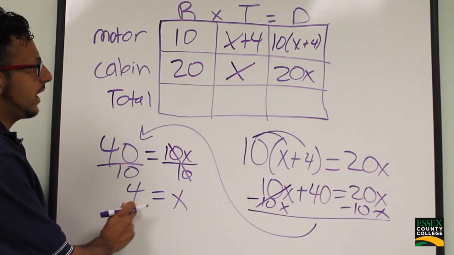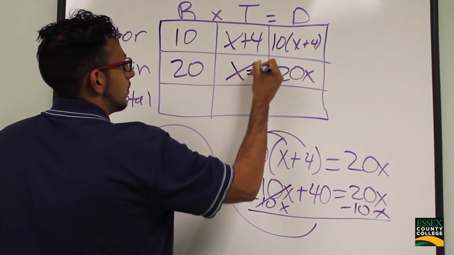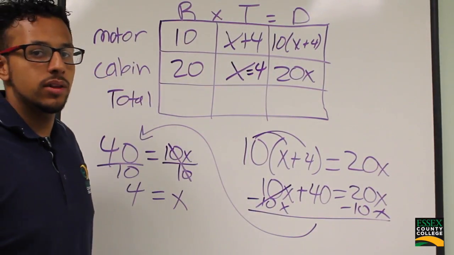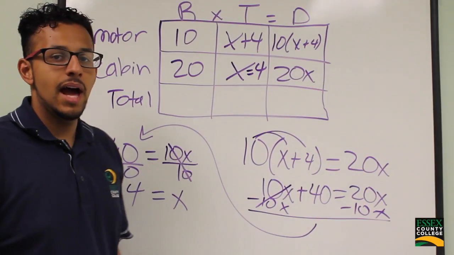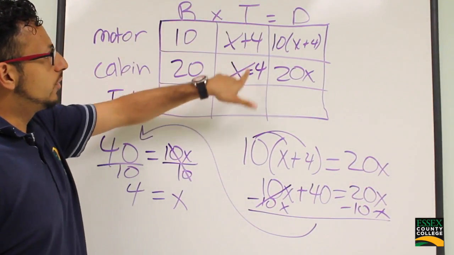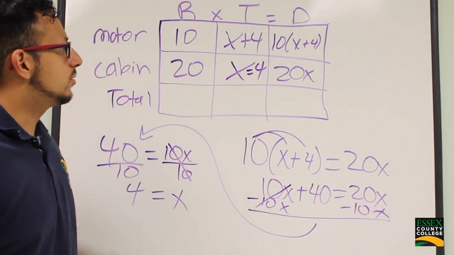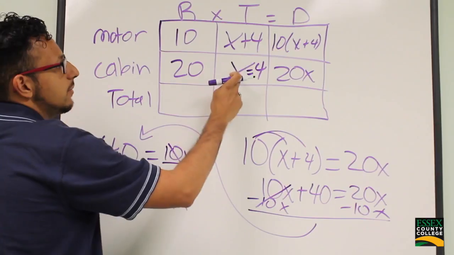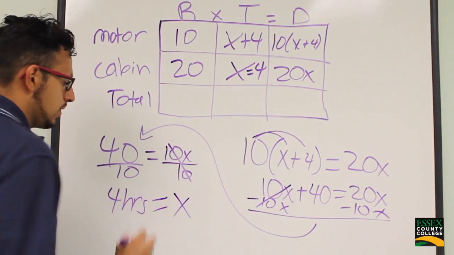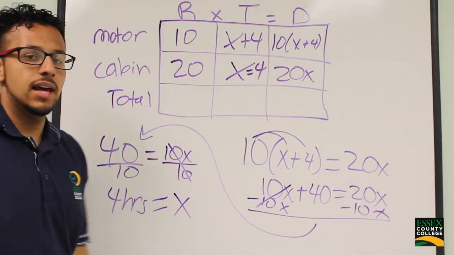So we solved for X, which is the time of the cabin cruiser. And that is exactly what they're looking for. The question says in how many hours after the cabin cruiser leaves, so they're looking for time, and how many hours will it be alongside the motorboat. So we solved for time, in this case for X. X is equal to 4. So X is equal to 4 hours. And that's the answer to the problem.